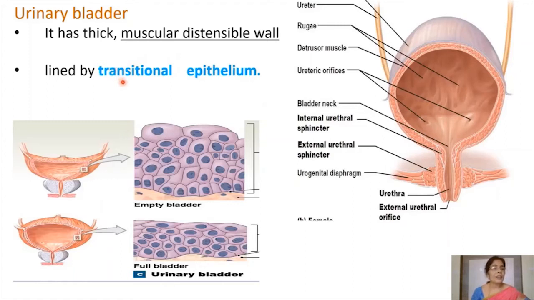So what is the unique feature of transitional epithelium? దీనిలో ఉన్నటువంటి స్పెషల్ ఫీచర్ ఏముంది అంటే, when the bladder is empty, ఇక్కడ చూడండి, transitional epithelium is thick, and the cells are arranged in many layers. నియర్లీ 5 to 6 layers లో సెల్స్ అరేంజ్ అయి ఉన్నాయి.